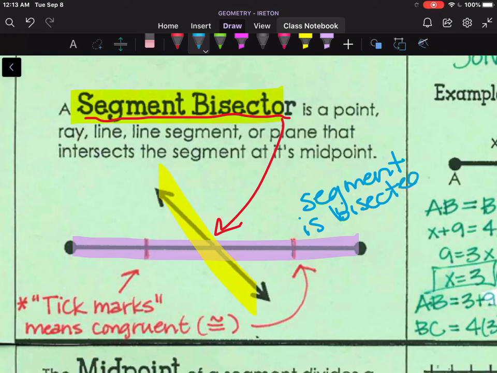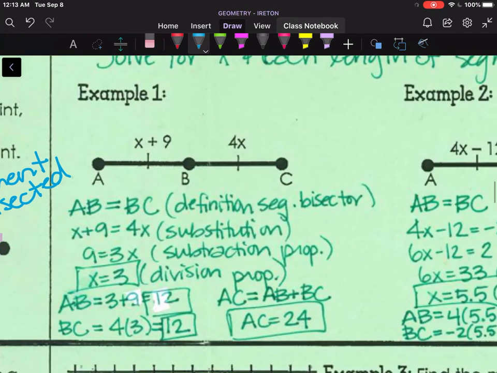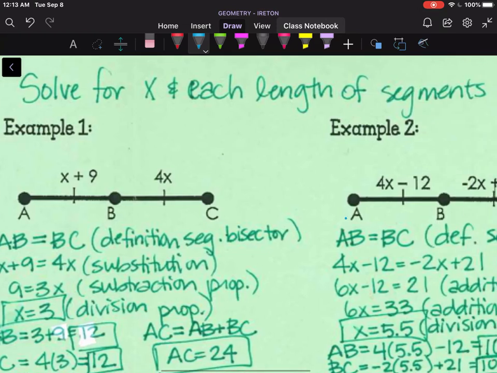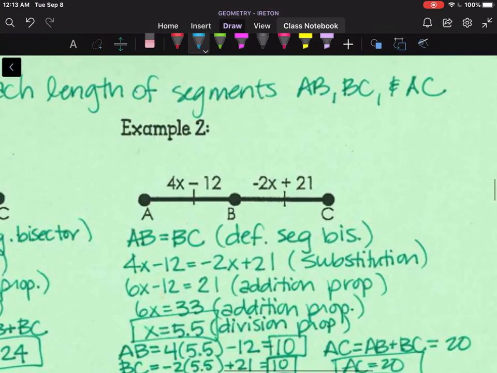So think of it like you go to science class and you're dissecting a frog. You're the dissector, the one cutting it in half. The frog is being dissected. And again, these tick marks here are just saying this piece and this piece of the segment are congruent. They're equal lengths. You're supposed to solve for x and each length of the segments AB, BC, and AC.